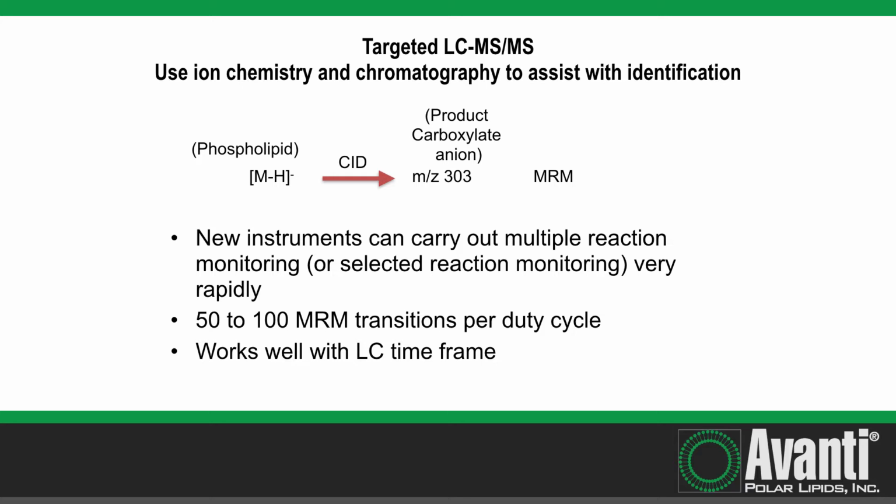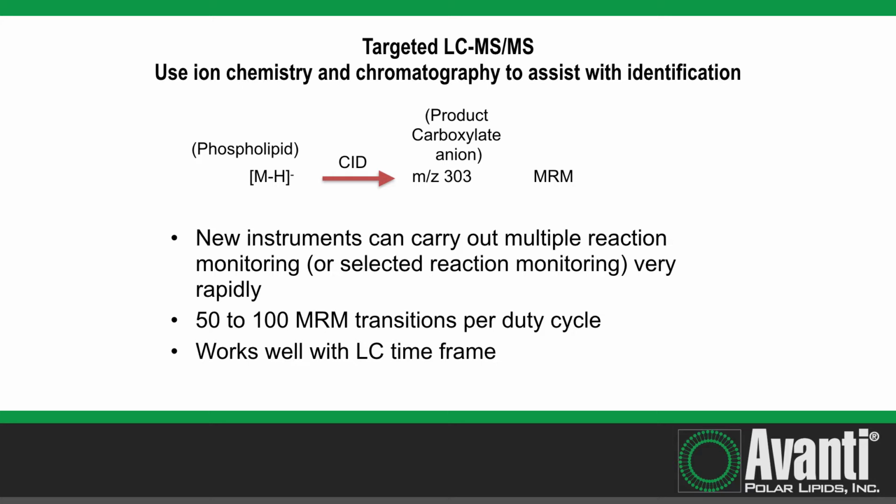Now, new instruments are remarkable in that they can carry out these multiple reaction monitorings or selected reaction monitorings very rapidly. And so it's not unusual and not difficult for one of these new machines to actually measure maybe 50 to 100 MRM transitions within one duty cycle. So a duty cycle just means it's going around the circle, measuring the list of 100 ion transitions and going back to number one after it goes to 100, and around and around.